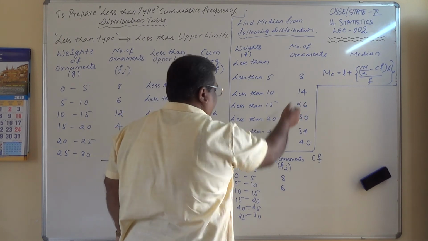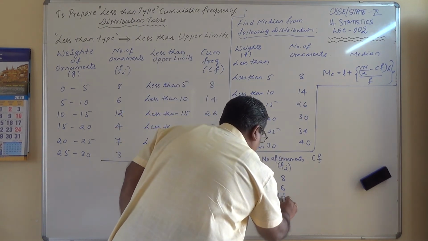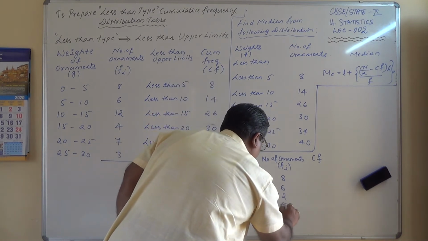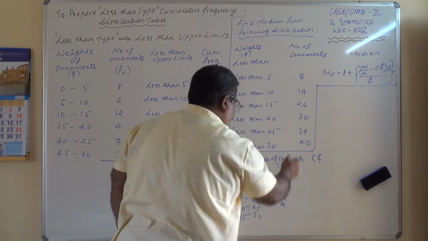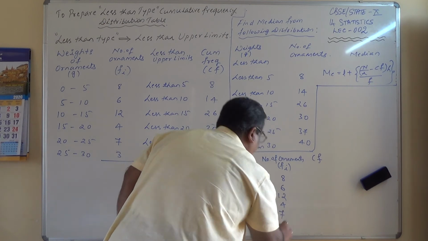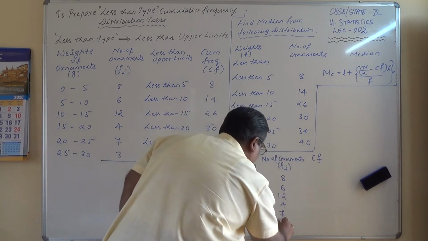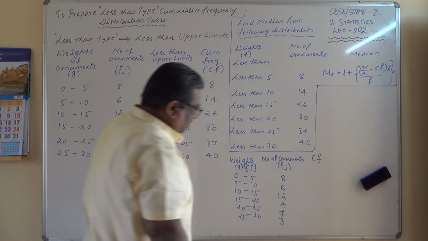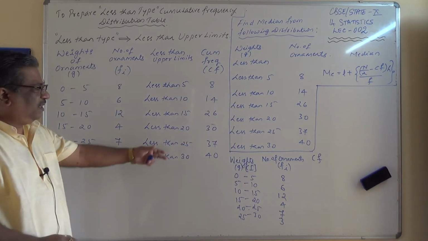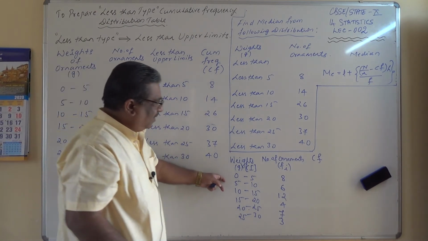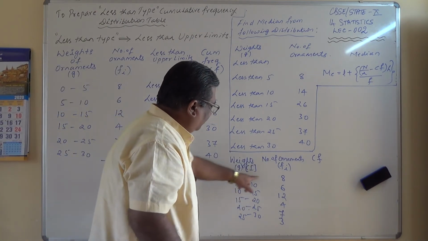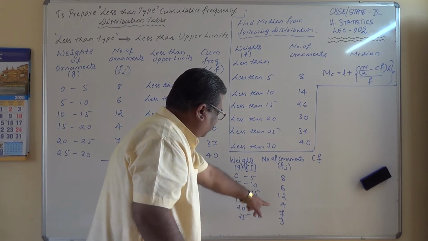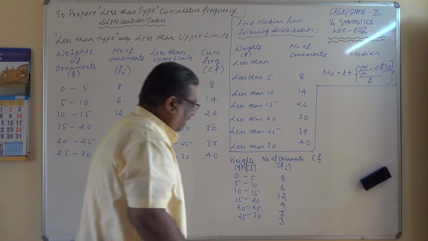Next is 26 minus 14, which is 12. Next is 30 minus 26, which is 4. Next is 37 minus 30, which is 7. And finally 40 minus 37, which is 3 here. I hope you are able to clearly understand how I prepared this chart. Class interval, number of ornaments: 0 to 5, 8; 5 to 10, 6; 10 to 15, 12; 15 to 20, 4; 20 to 25, 7; 25 to 30, 3.